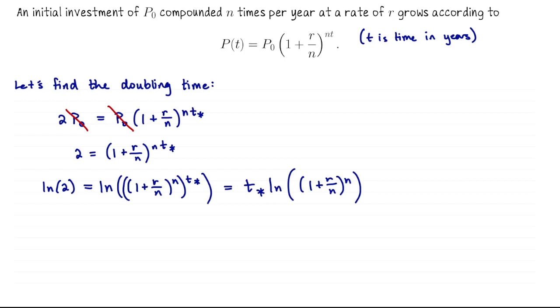So we can say t star is going to be natural log of 2 divided by natural log of 1 plus r divided by n all to the nth power. This has some similarities to the doubling time that we saw for the bacteria population. We have natural log of 2 in the numerator, but we have a much more complicated denominator.